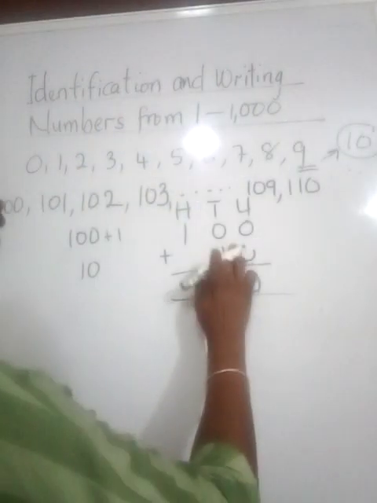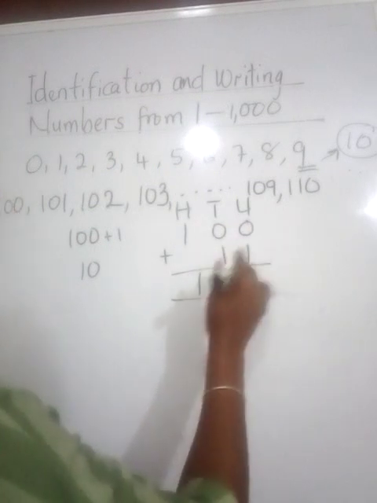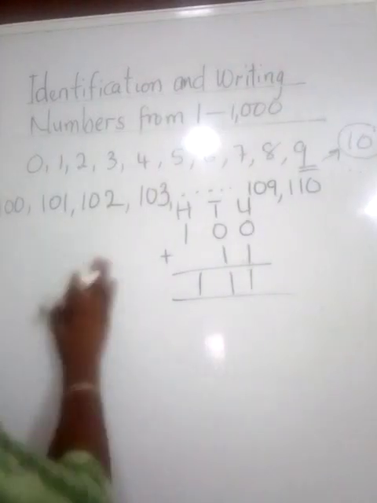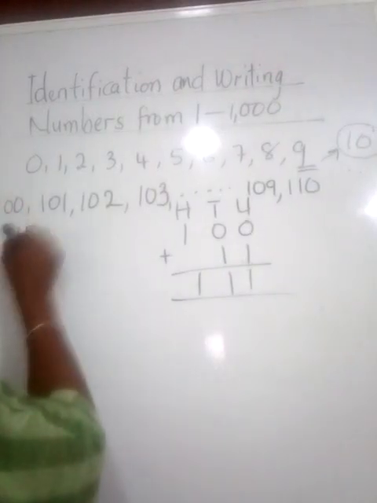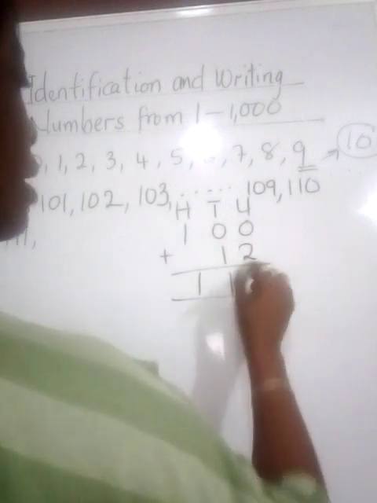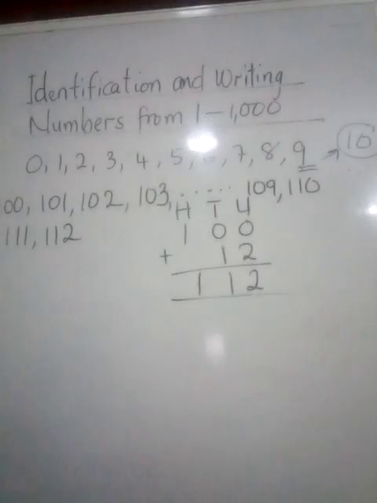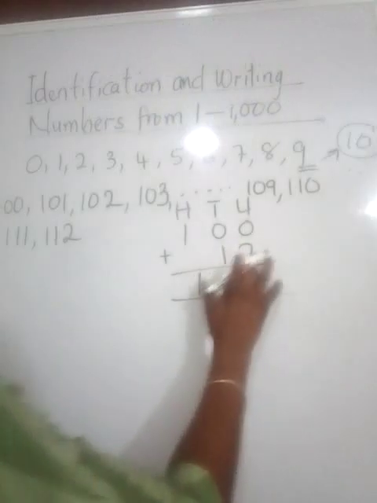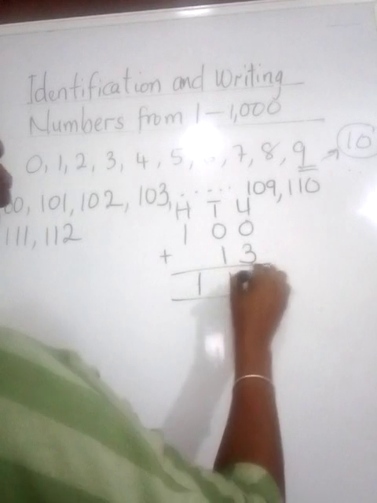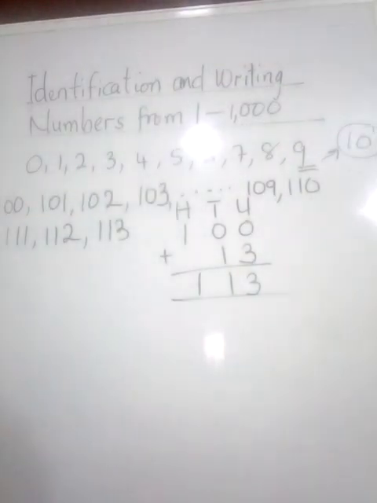Now let's add 11 units, which is the next number after 10. This is what you have: 111. Now let's add 12 units to 100. You have 112. Okay, let's add 13 units to 100. You have 113. And it goes on like that.